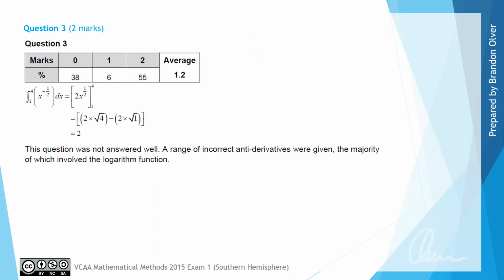And from the examiner's report, we can see that 55% of students got this question fully correct, and that for such a simple question, it was not well answered during the exam. A range of incorrect antiderivatives were given, the majority of which seem to involve logarithmic functions rather than just x to the power of negative a half giving 2x to the power of a half as its antiderivative.